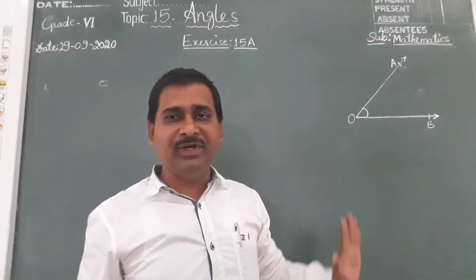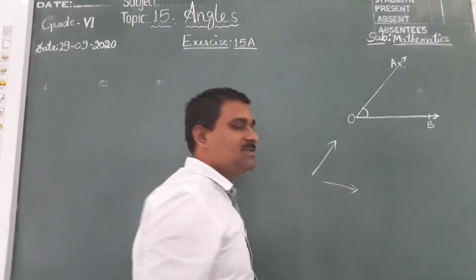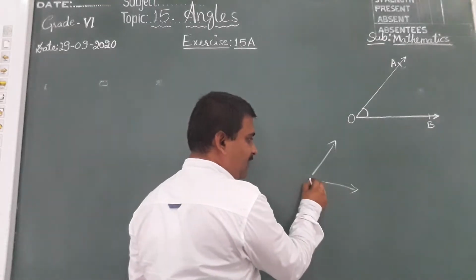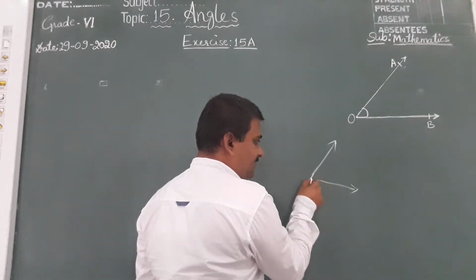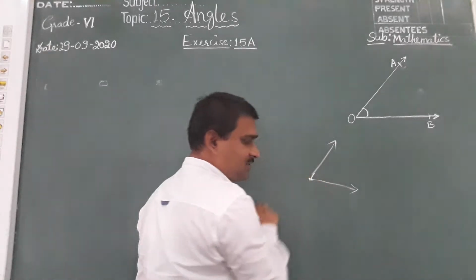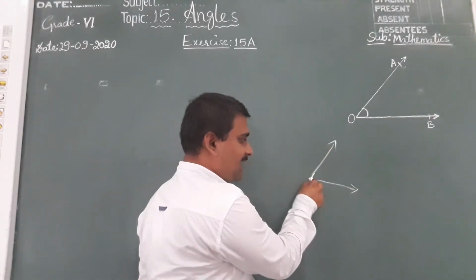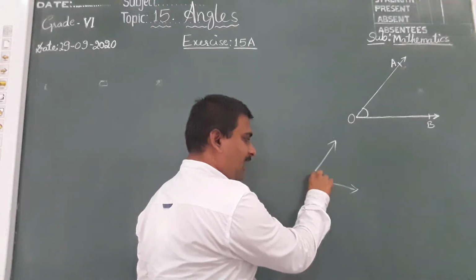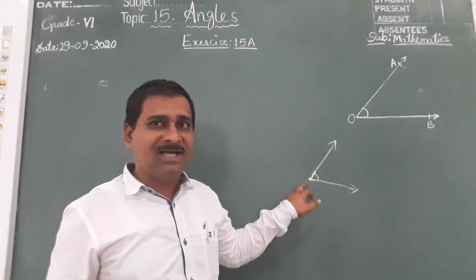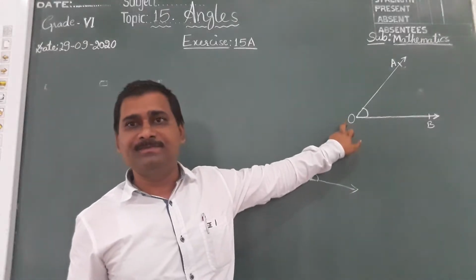To get an angle, you need two rays. But when you draw rays like this, it is not an angle. What I said? Their starting point. This ray's starting point is also this one, and this ray's starting point is also this one. When two rays have the same starting point, and a point of intersection where they meet together, that is an angle. Here the angle is O.